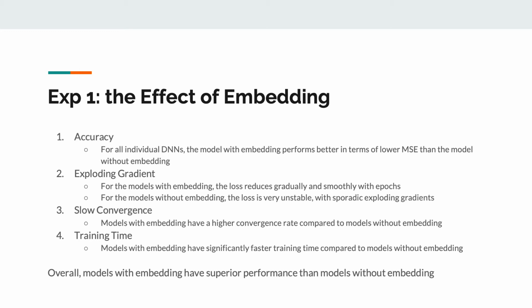And secondly, exploding gradient. For the models with embedding layer, the loss reduces gradually and smoothly with epochs, and for the models without embedding layer, the loss is very unstable with sporadic exploding gradients. And thirdly, models with embedding have higher convergence rate compared to models without embedding. And fourthly, training time. Models with embedding have significantly faster training time compared to models without embedding. And therefore, models with embedding have superior performance than models without embedding.